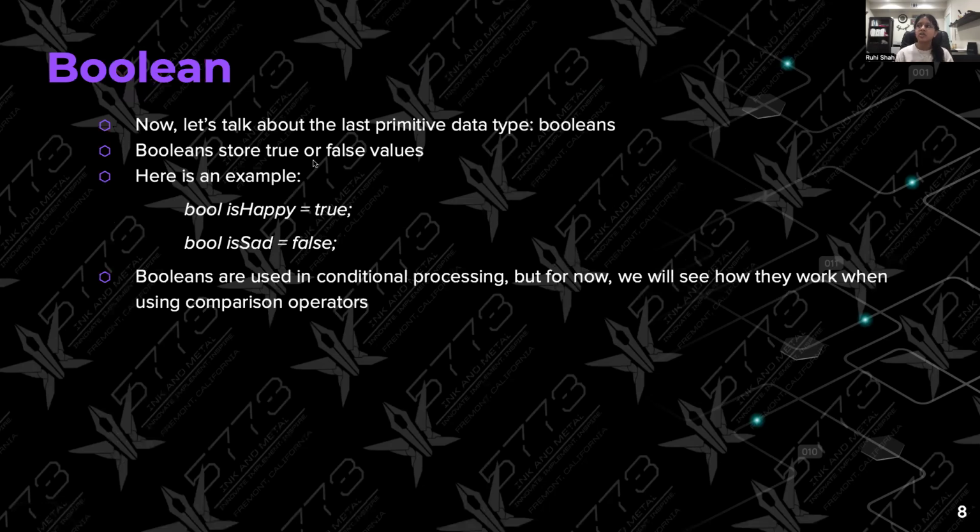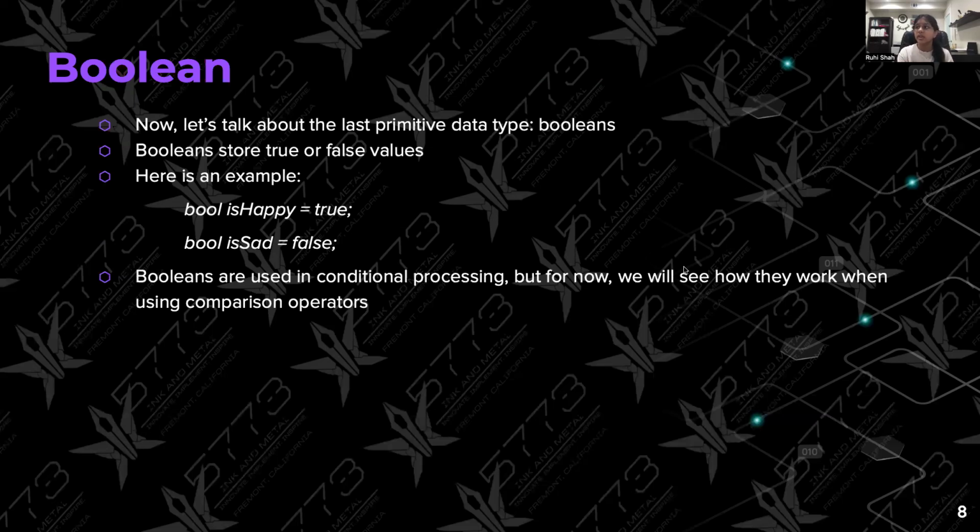All right, now let's talk about the last primitive data type, which is booleans. Booleans store only true or false values. You cannot store any other value in a boolean. An example of a boolean is boolean isHappy equals true. Keep in mind, generally, when you name your boolean, it's going to be asking some form of a question, like isHappy, isSad.